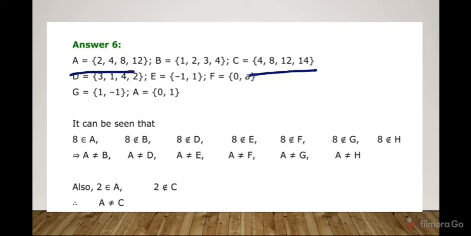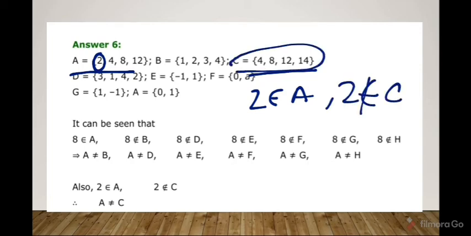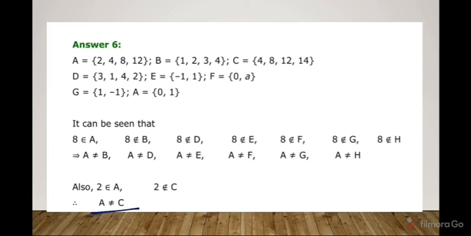As you can see, both of them contain 4 elements, but if you look at the A and C sets carefully, 14 belongs to set C, but 14 does not belong to set A. Similarly, 2 belongs to A, but 2 does not belong to C. So that's why A is not equal to C also. So A is not equal to any one of them.